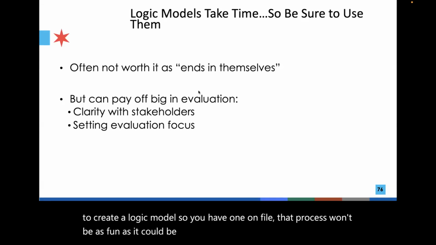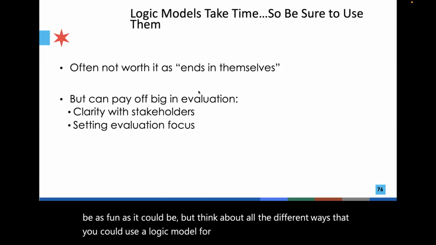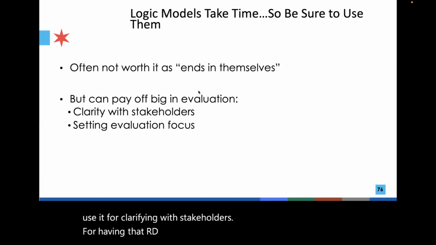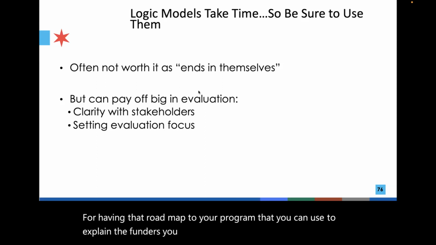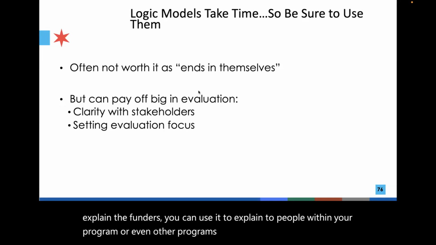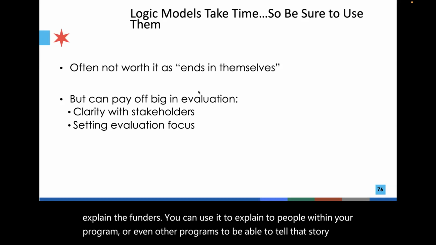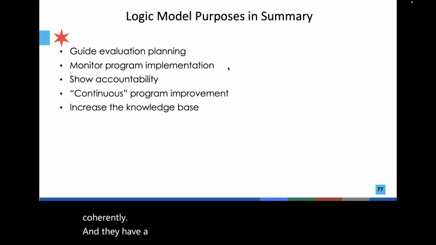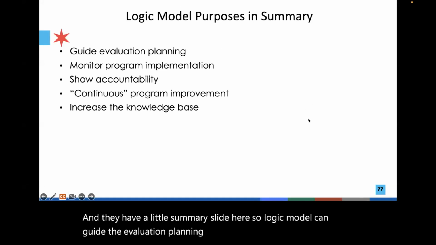But think about all the different ways that you could use a logic model for evaluation, for clarifying with stakeholders, for having that roadmap to your program that you can use to explain to funders. You can use it to explain to people within your program or even other programs to be able to tell that story coherently. And I have a little summary slide here. A logic model can guide the evaluation planning and can monitor your program implementation.